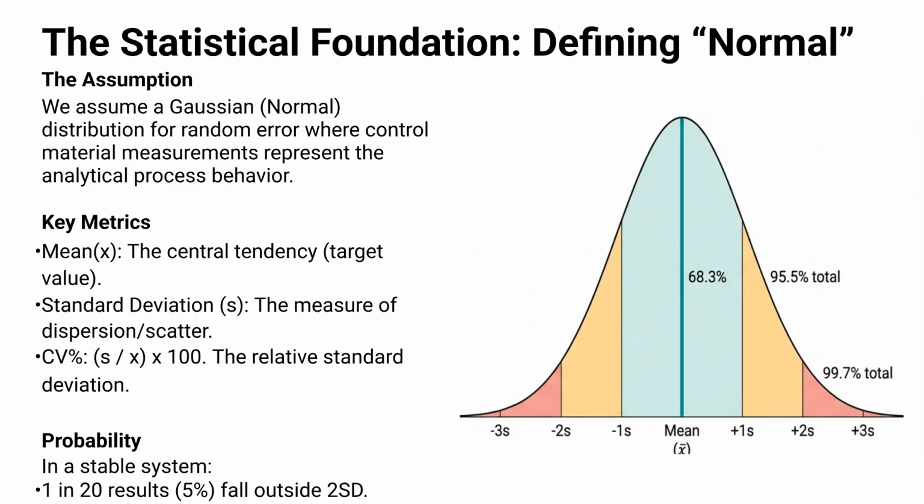Westgard rules assume that random errors follow a Gaussian or normal distribution. Key metrics are the mean, standard deviation or SD, and the CV. Remember that in a stable system, 5% of results fall outside 2SD and 0.3% fall outside 3SD by chance.